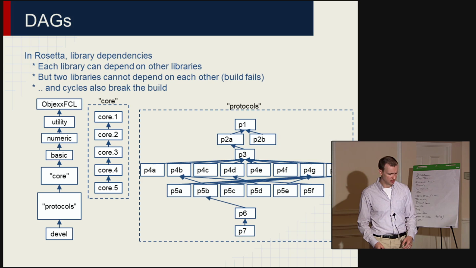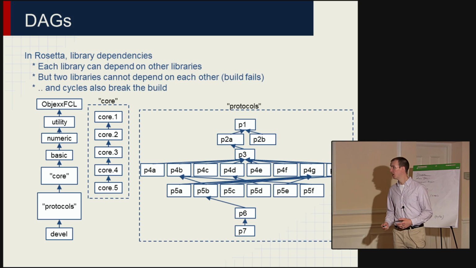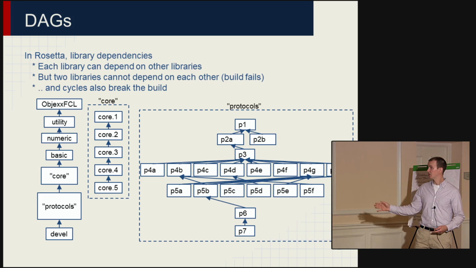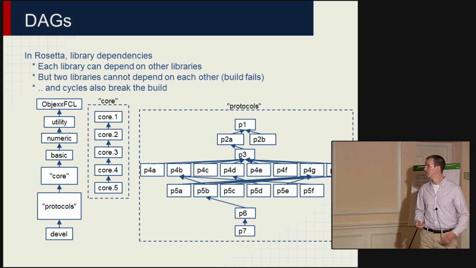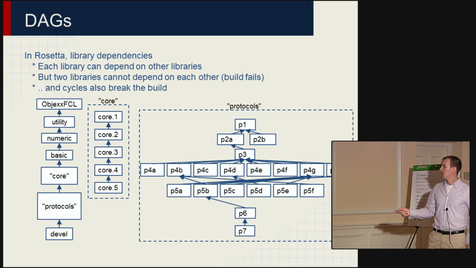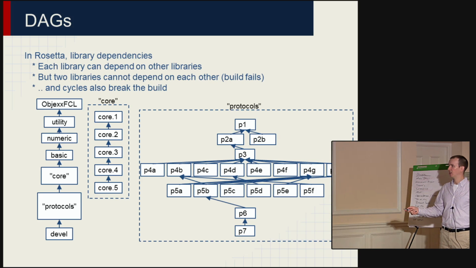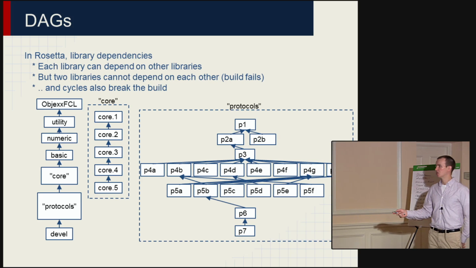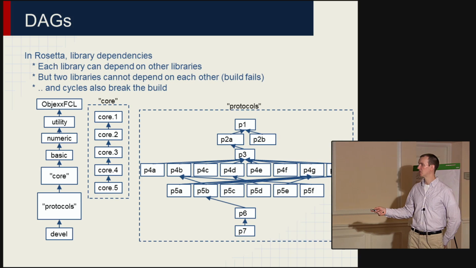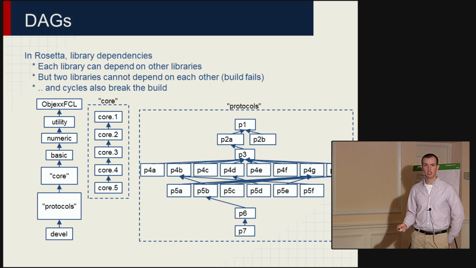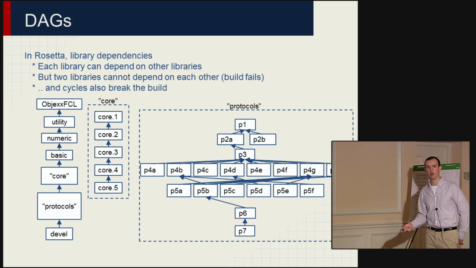Okay, so we use DAGs in Rosetta to represent the library dependencies. This is a figure you'll see a lot of in the rest of our talks here. So, top to bottom, we have a path representation of the library dependencies. Our very lowest level library, objects FCL: there are some functions in utility that depend on it, but objects FCL doesn't depend at all on utility. Numeric depends on utility, but utility does not depend on numeric. Basic depends on numeric and utility and objects FCL, but none of them depend on basic. So the dependency goes up the graph in this way.